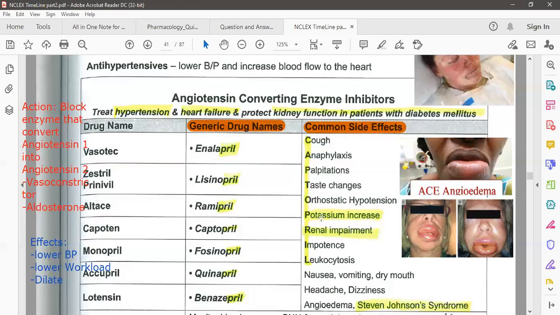Potassium level increases, hyperkalemia develops, renal function impairment, the patient develops impotency or leukocytosis. Easy and common signs and symptoms: GI upset like nausea, vomiting, and dry mouth.